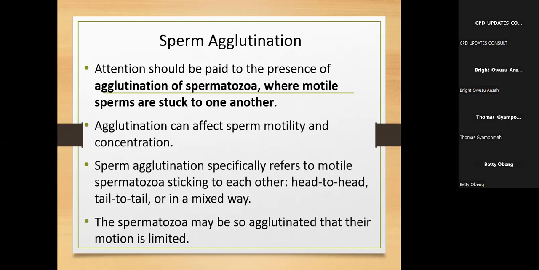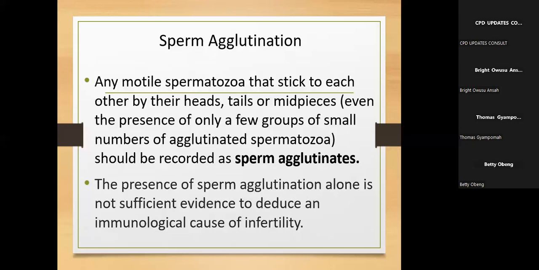Even if they are a small amount, that is an indication of agglutination, and that is very, very significant. So any motile spermatozoa that stick to each other by their heads, tails or midpieces, even if there are only a few groups of small numbers of agglutinated spermatozoa, should be recorded as sperm agglutinates.